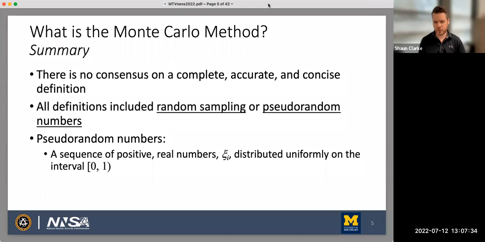However, they're generated in such a way that they appear to be random, meaning that when you perform various statistical tests on them, the numbers behave in the same way that a set of truly random numbers would. And for the purposes of a Monte Carlo calculation, these pseudo-random numbers have to satisfy these criteria here at the bottom of the slide. So they have to be positive, real numbers that are uniformly distributed on the interval of 0 to 1. So when you're using random sampling in Monte Carlo, it's convenient, and you'll see why later, that these numbers are normalized such that they exist on the interval of 0 to 1.